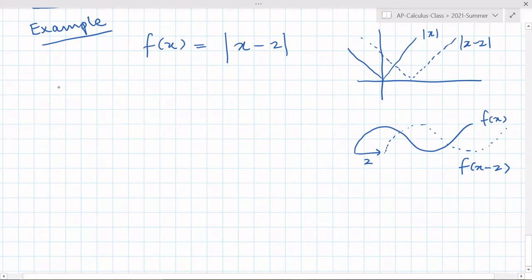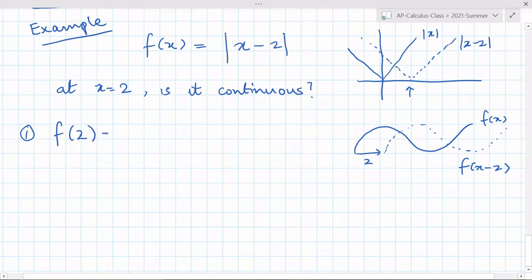So I want to find at x equals 2, is it continuous? The first thing I will check are those 3 conditions, right? What is f of 2? F of 2 is 0 because 2 minus 2 is 0, absolute value of 0.